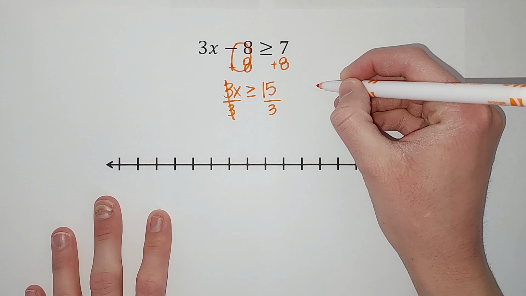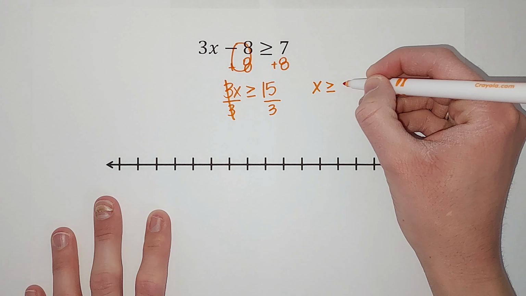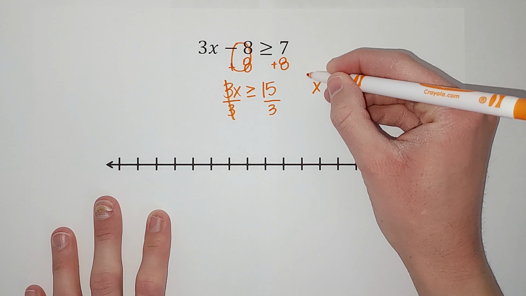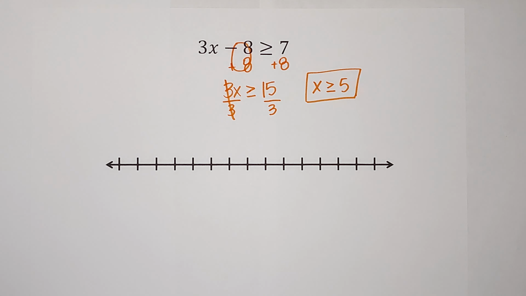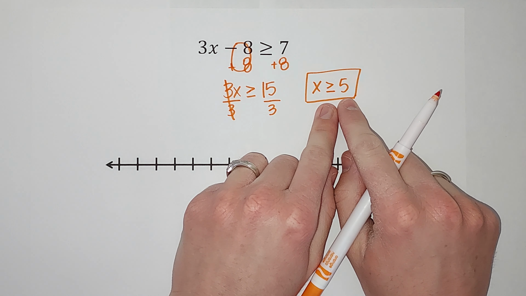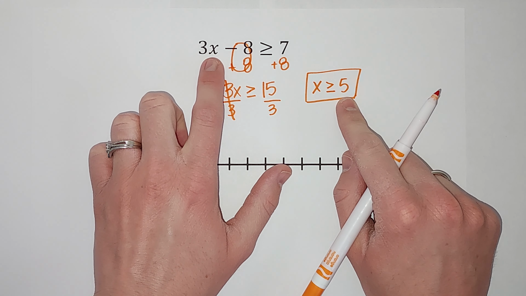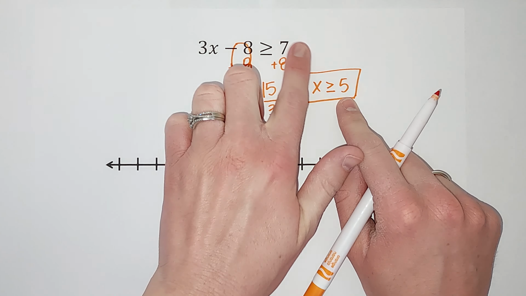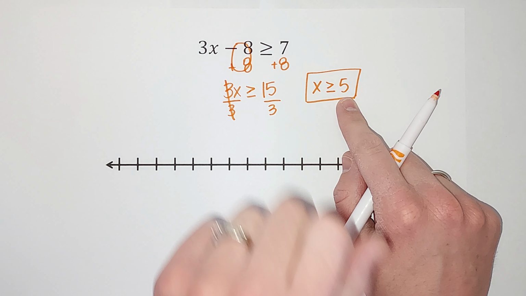All right, my 3's go away, so I'm left with x is greater than or equal to 15 divided by 3, which is 5. Okay, so this is my answer. What does this answer mean? Okay, this means any number 5 and above, you could enter in for this x, and this statement will come out true. This side will be greater than this side, okay?